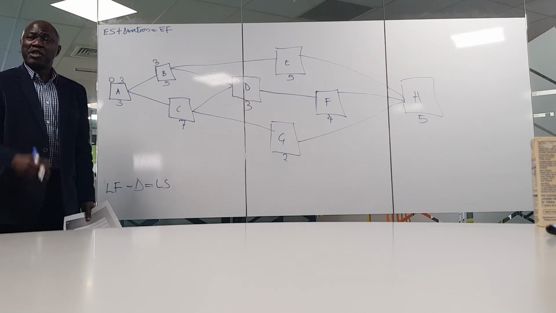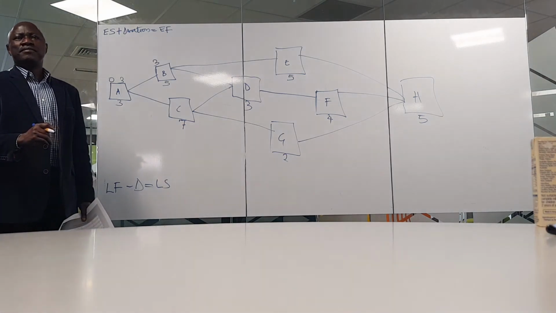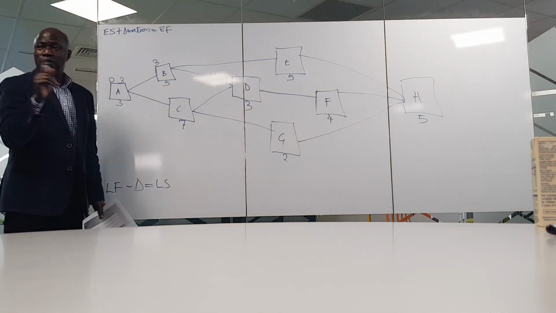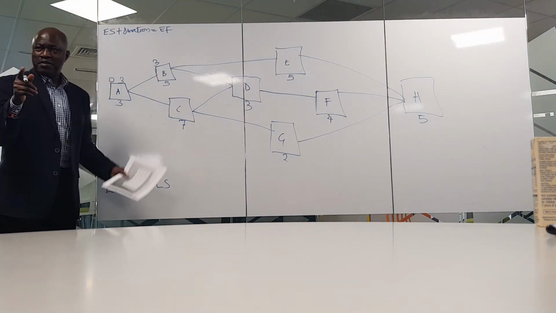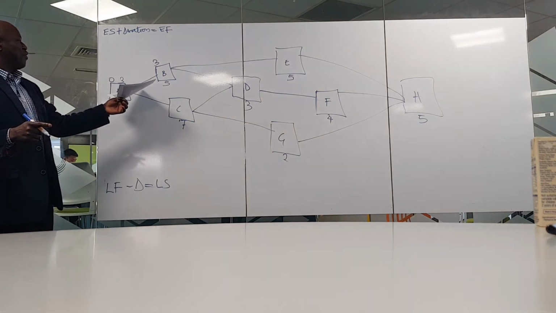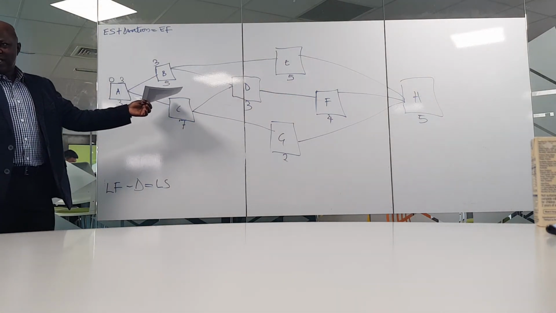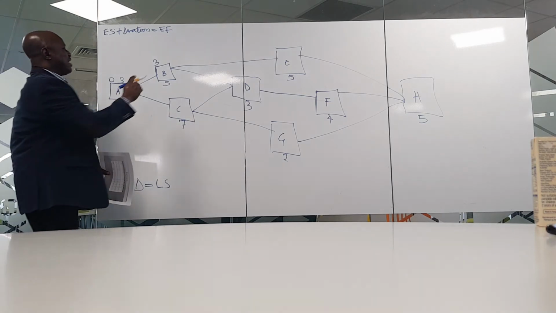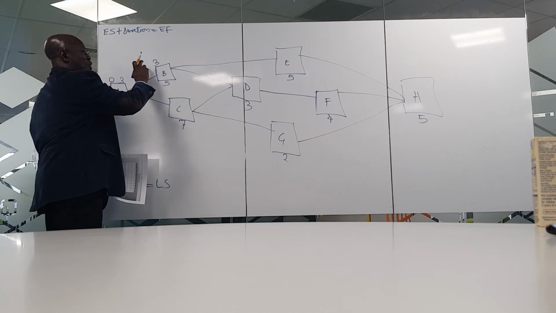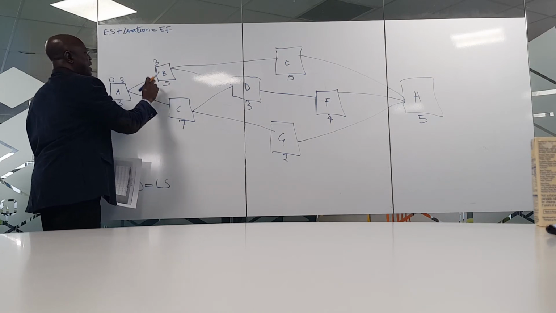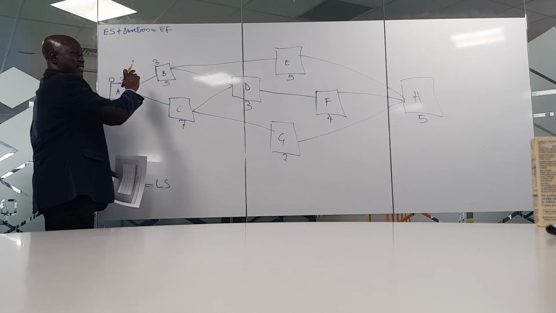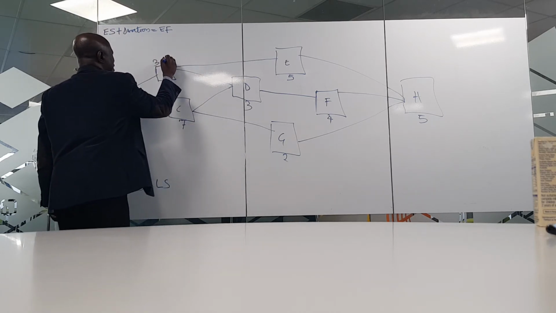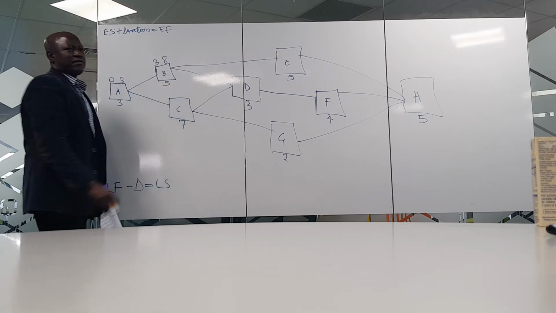8 days, because why? Duration of B is 5 days. And B cannot start until A is completed. B has to wait 3 days to take off, and it has its own 5 days to complete. So its LA finish will be 8 days, 3 plus 5.